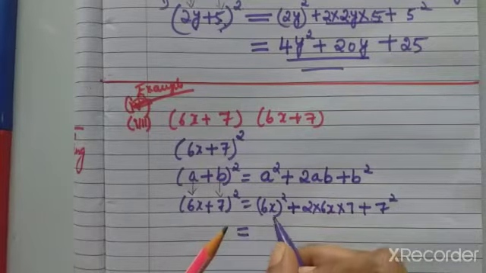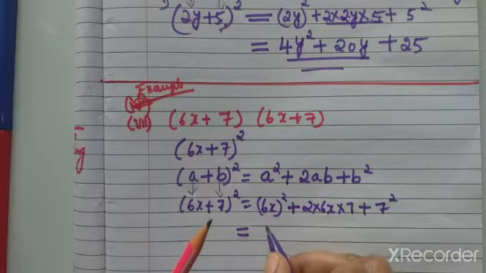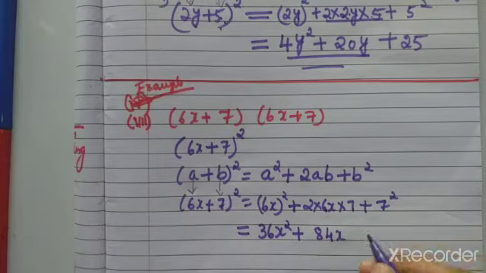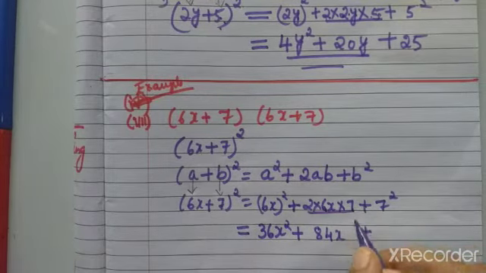Now 6x whole square means 6x into 6x, multiplying two times. So 6 6s are 36, x into x is x square, plus 2 into 6x into 7. Now 2 6s are 12, 12 7s are 84x. Plus symbol. So this one is completed.